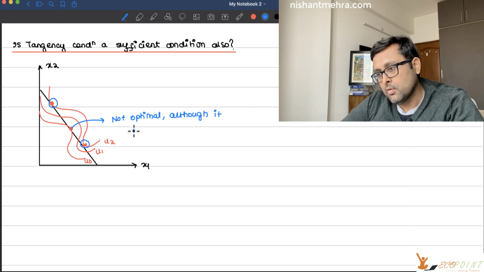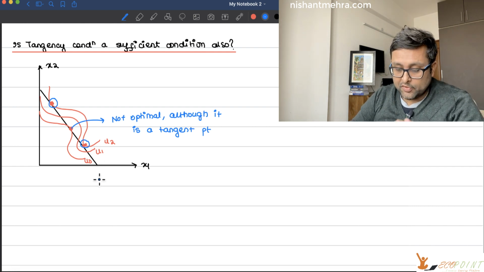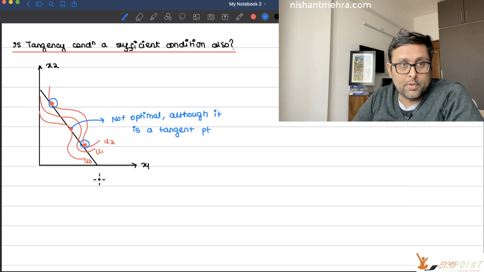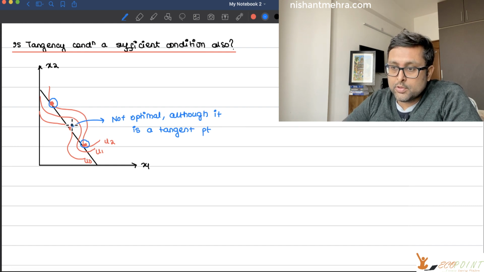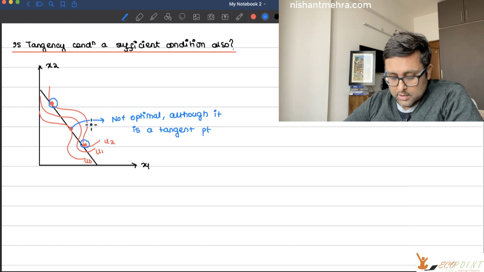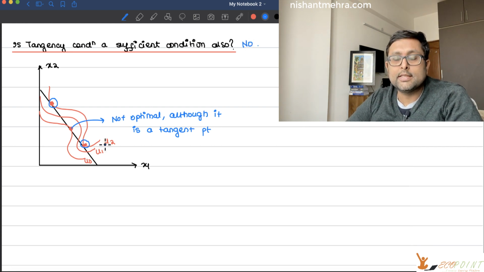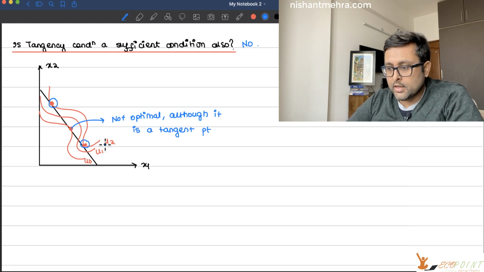Although it is a tangent point, although it satisfies tangency, you can't say that if you find a bundle where the indifference curve is tangent to the budget line, you have got the optimal. This particular point, although the indifference curve is tangent to the budget line, is not optimal because you can still go further. So this is not a sufficient condition. Tangency is only a necessary condition, not a sufficient condition, and that also only in the interior solution case.